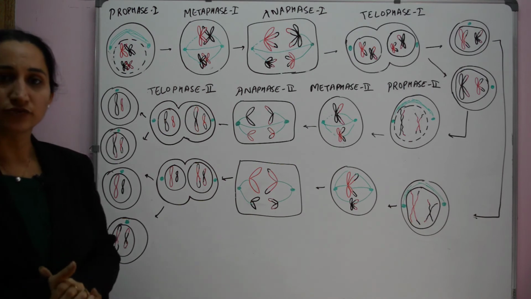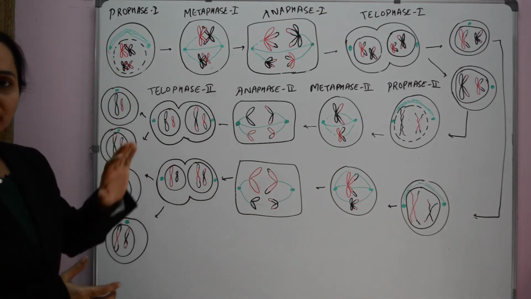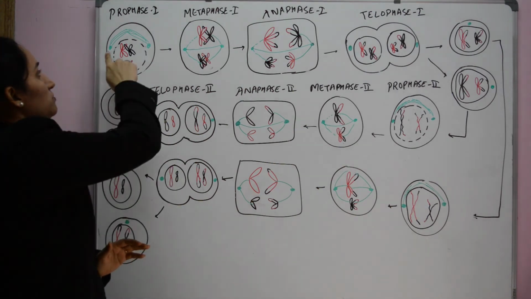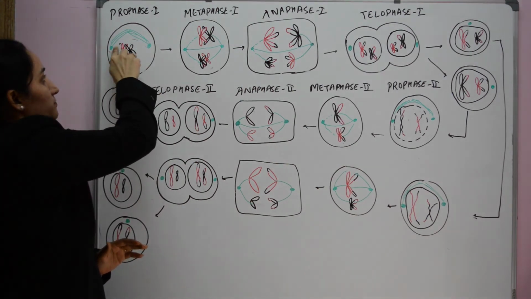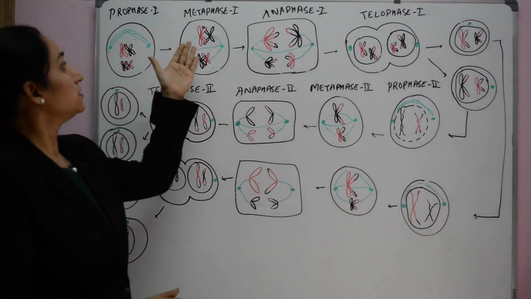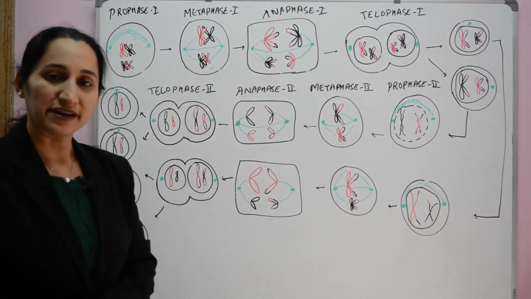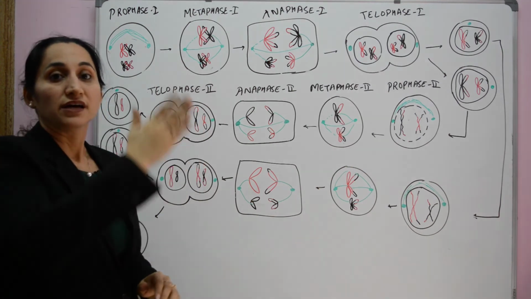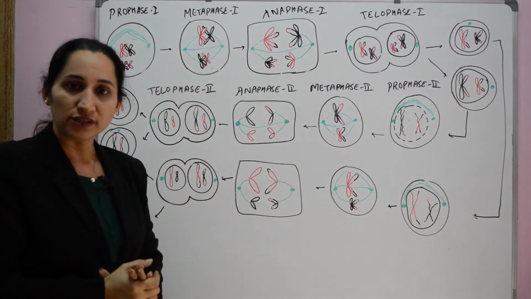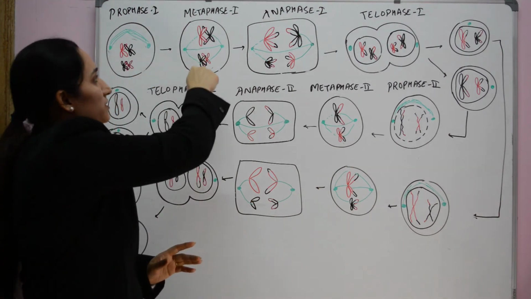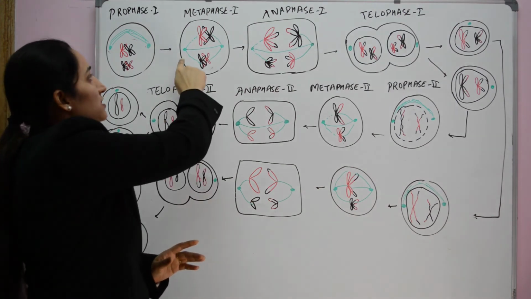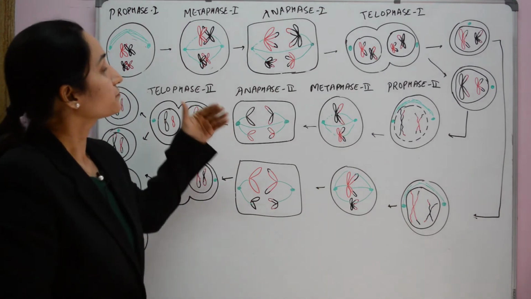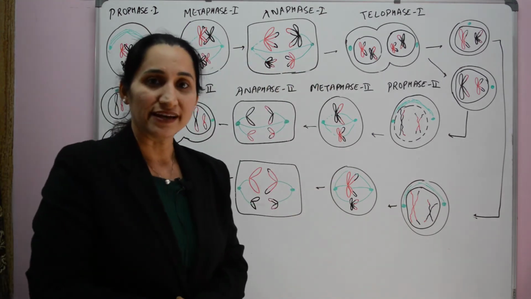By the end of Prophase One, the crossing over has taken place, the centrioles have moved to the opposite poles, and the nuclear membrane is fully dissolved. Then let us move to the next phase, that is Metaphase One. In Metaphase One, all the chromosomes get aligned to the equatorial plane. On this equatorial plane the chromosomes have aligned, as well as the microtubules get attached to the centromeres. Then the next phase is Anaphase One.